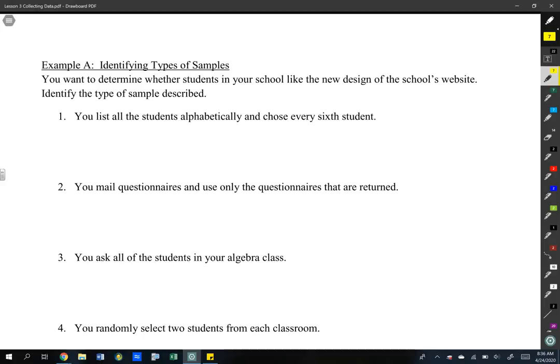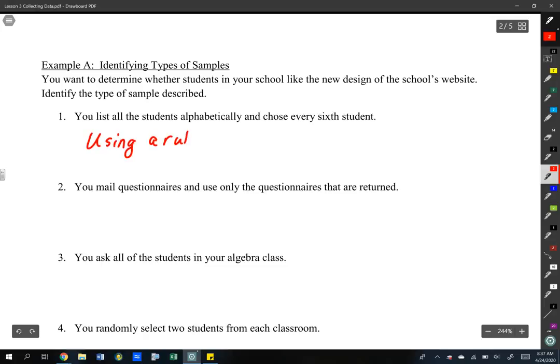All right, so number 1, you list all the students alphabetically and choose every 6th student. All right, so that would be an example of systematic. So we're going to write, because we're using a rule, this one is systematic.